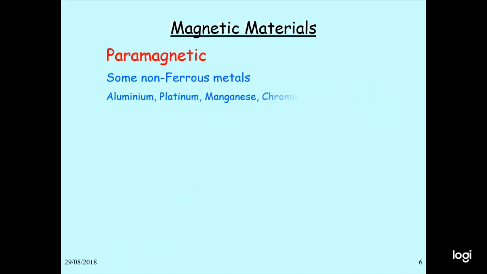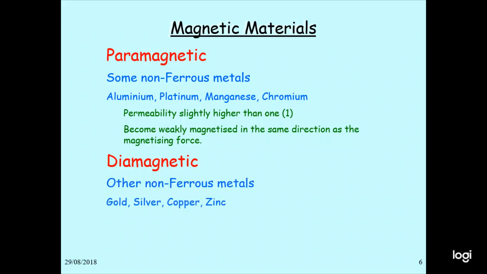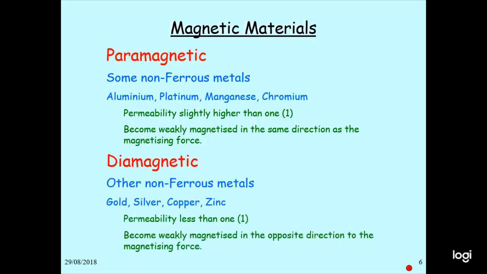Some materials are paramagnetic. Some non-ferrous materials are paramagnetic. They are aluminium, platinum, manganese, and chromium. The permeabilities are slightly higher than 1 because they are weakly magnetized in the same direction as the magnetizing force. Diamagnetic materials are other non-ferrous materials. They are gold, silver, copper, and zinc. Permeabilities are less than 1 because they are weakly magnetized in the opposite direction to the magnetizing force.